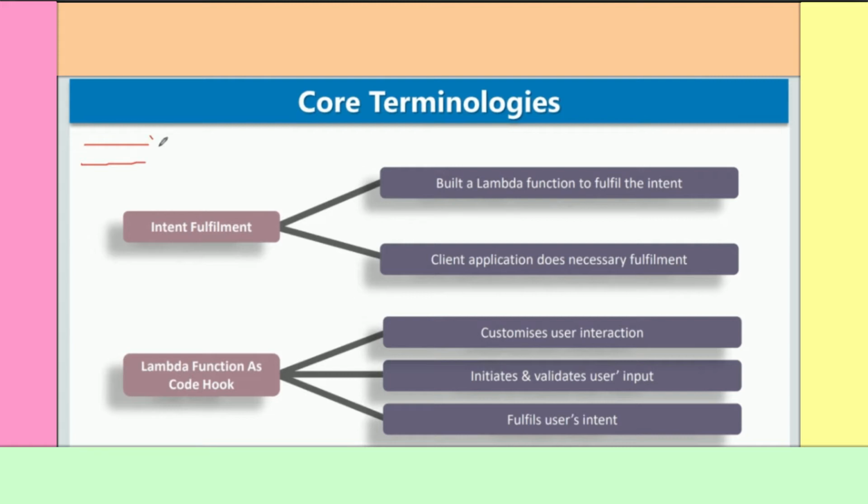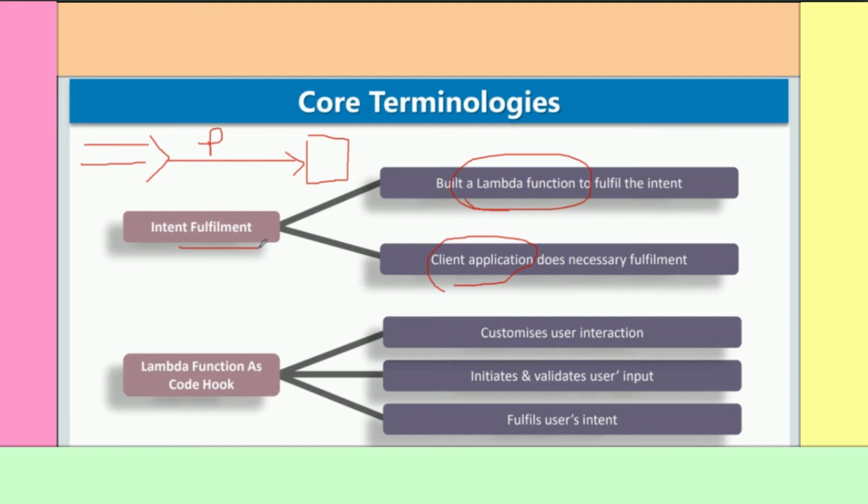Now, this order type, this entire piece of information also needs to be sent to the backend team, correct? So that they can start processing the order. That means the entire processing of whatever has been entered, we have to use a service, right? So either we can use a Lambda function as a part of serverless computing, or we can rely on the client application to process it as a part of intent fulfillment.